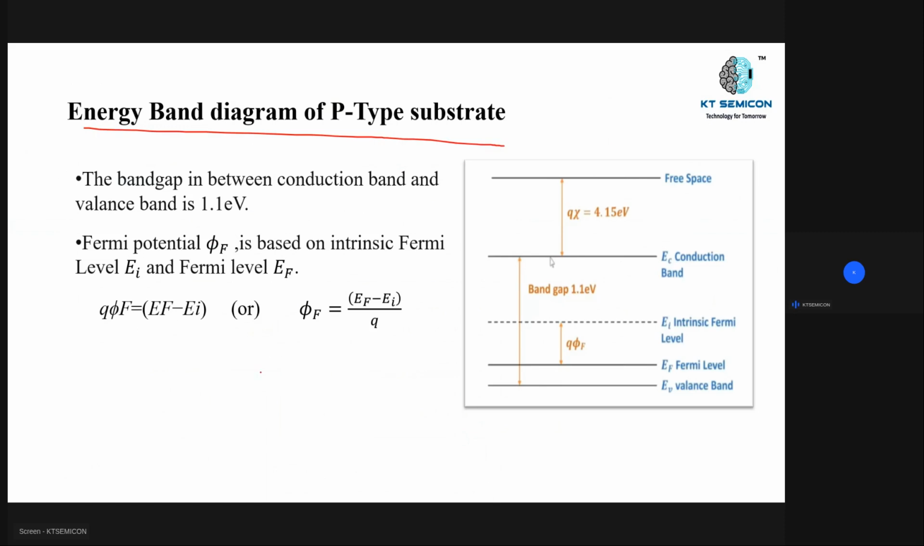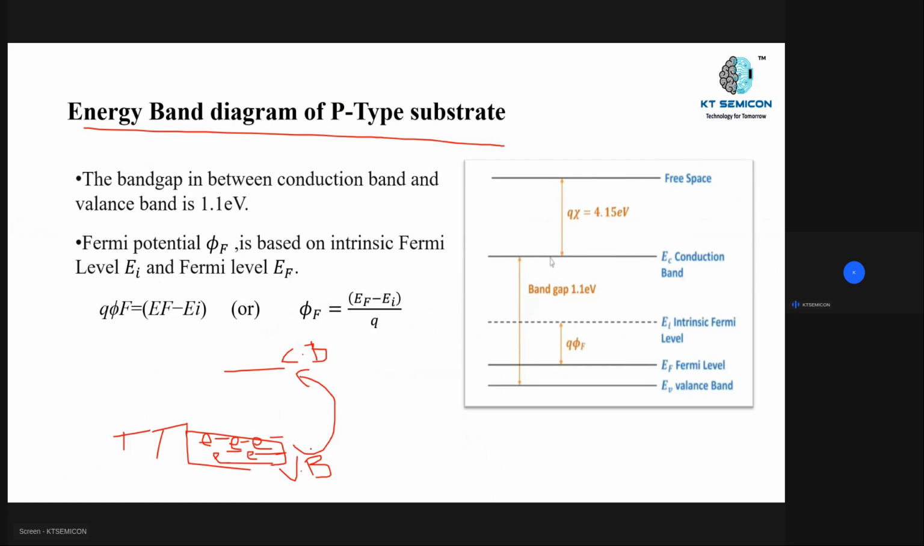Before going to the energy band diagrams, we need to be clear about covalent bonds and valency bonds, conduction band and valency band. This is my valency band and this is my conduction band. The valency band is fully packed with electrons. Whenever we increase the temperature, the electrons in the valency band start jumping from the valency band to the conduction band.